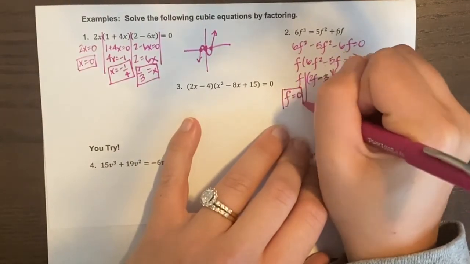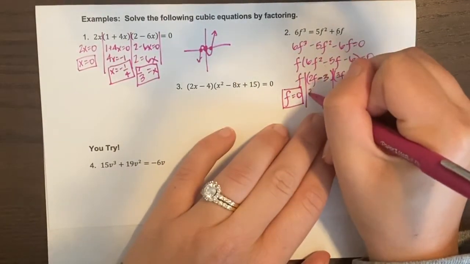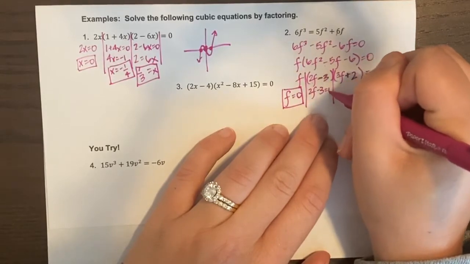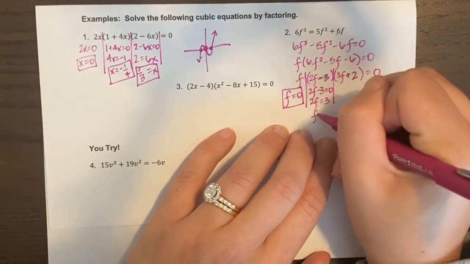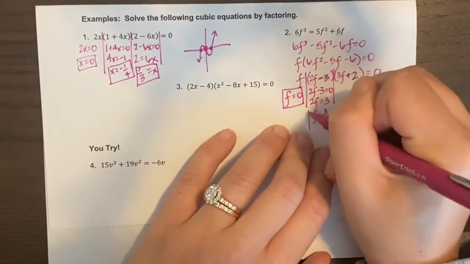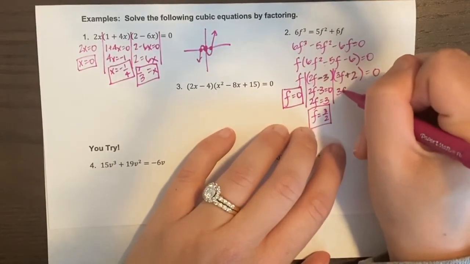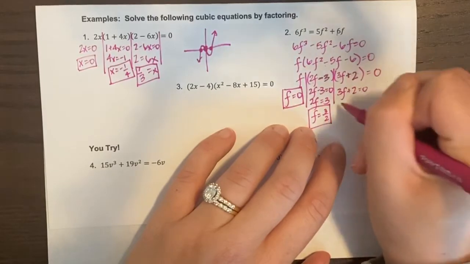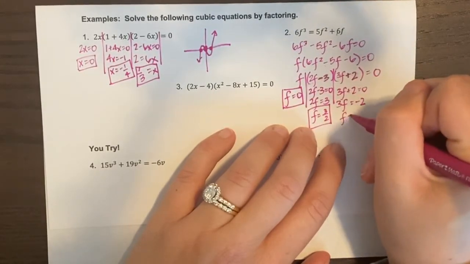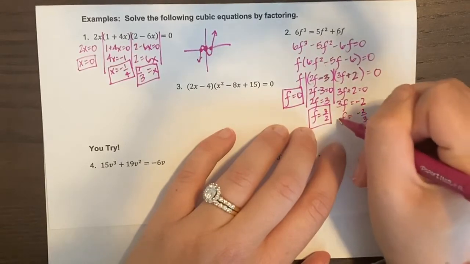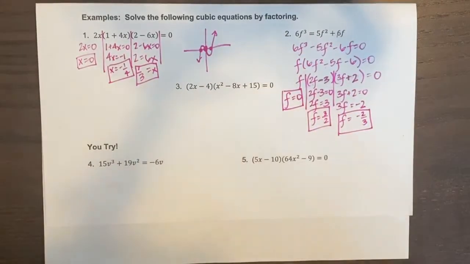So we'll set f equal to 0, so that'll be one of our answers. 2f minus 3 equals 0, so 2f equals 3. So f equals 3 halves. And then 3f plus 2 equals 0. So 3f equals negative 2. So f equals negative 2/3. There we go. So those are your 3 answers.